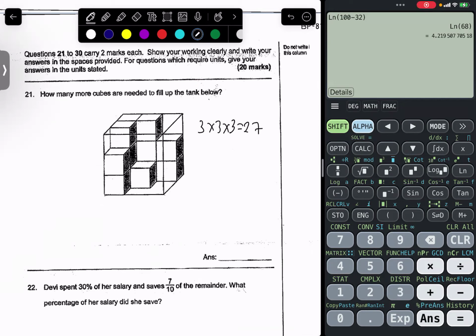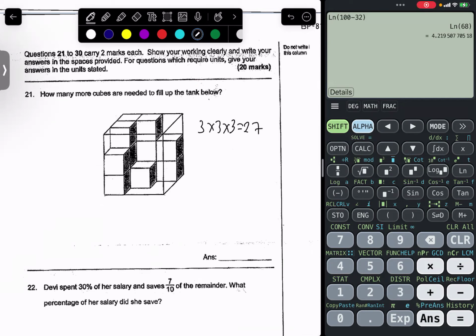Question 22. Debbie spends 30% of her salary and saves 7/10 of the remainder. What percentage of her salary did she save? She saved 7/10 of the 70%. So 7/10 of 70 over 100. So that is 490 over 1,000. Take away the 0, so that is 49%.